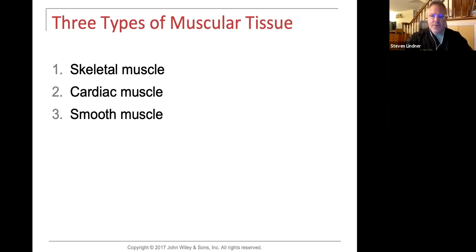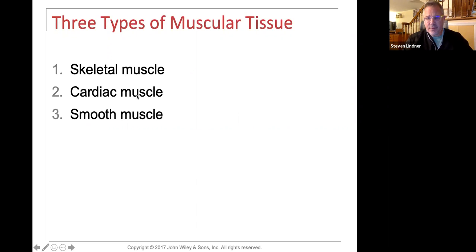Okay, so to review, when we covered tissues and we discussed muscles, we said there were three types of muscles: skeletal, cardiac, and smooth. For this course, especially for Bio 203 or Anatomy 1, we're going to be focusing on skeletal muscle. When we get into Anatomy 2, we'll focus on number 2 and 3, which is cardiac muscle and smooth muscle.